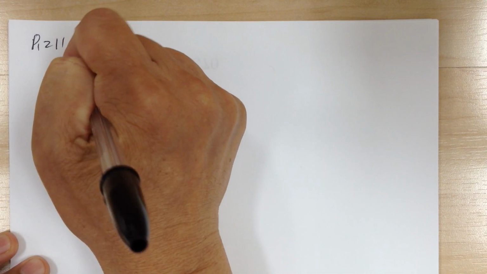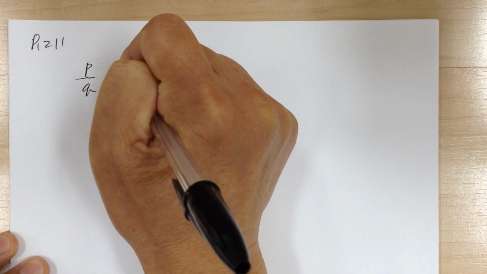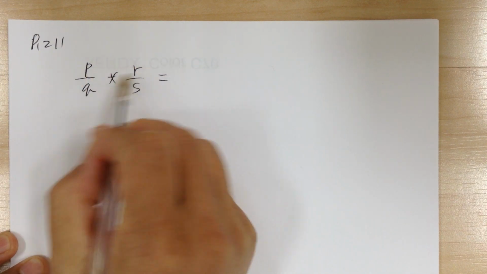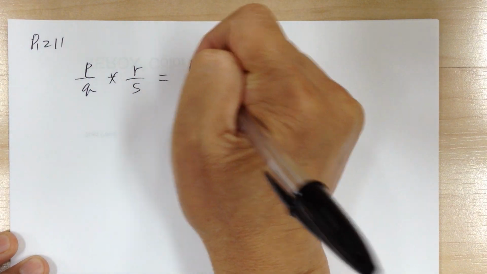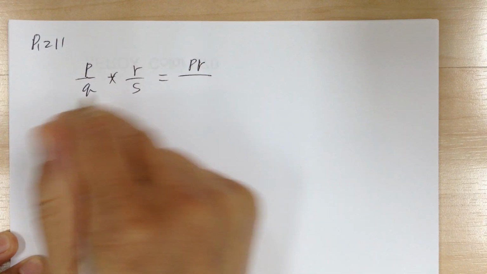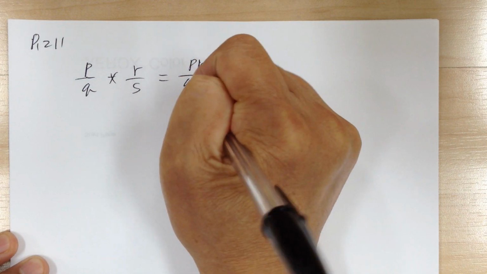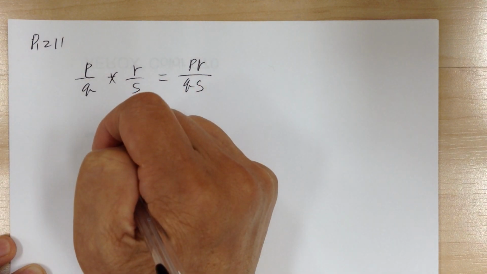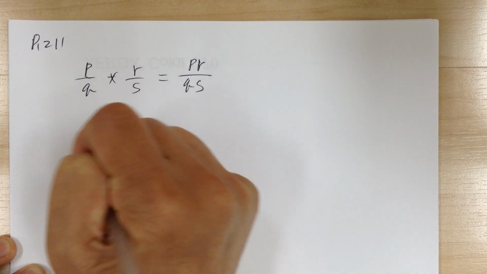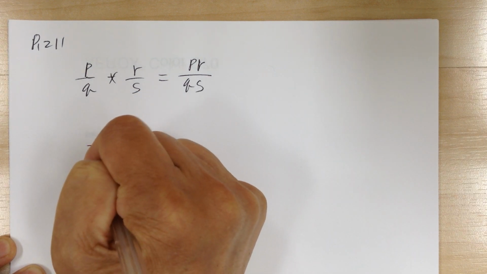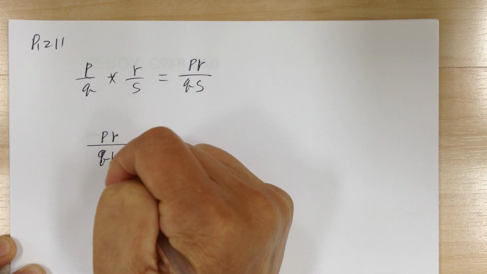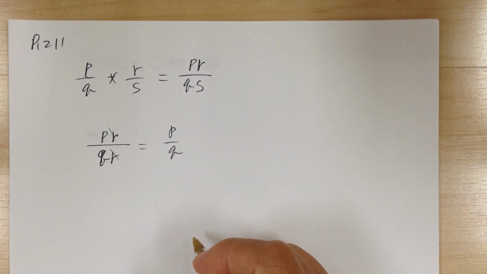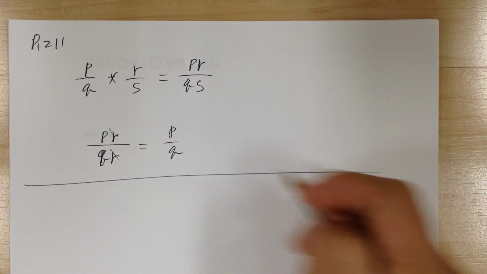If you have P over Q times R over S, so when you have fraction times fraction, you multiply the numerators, so this becomes PR, and you multiply the denominators, so this becomes QS. Now you can also simplify if you have common factors. So you have PR over QR. If you have a common factor, then this can cancel out, so this becomes P over Q. Okay, so let's go over example 1.